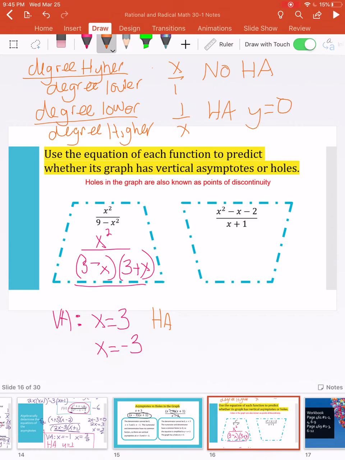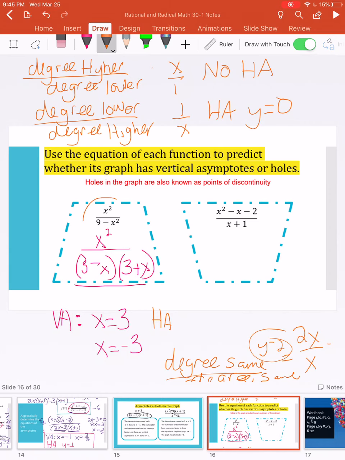And if the degree of the numerator and denominator is the same, and I'm running out of room here, so let's write it on the bottom. Degree the same, that's when we divide the leading coefficients. So for example, 2x over x would give me a horizontal asymptote at y equals 2. I probably didn't write that very neatly, but hopefully that helps you remember.